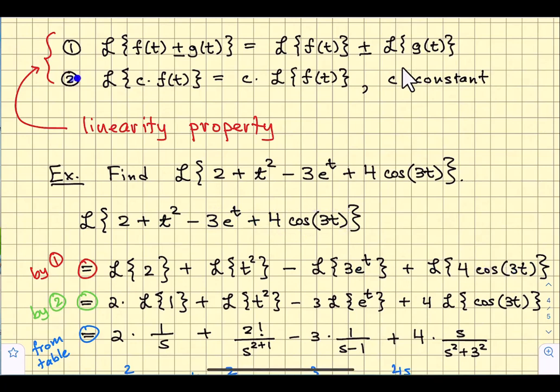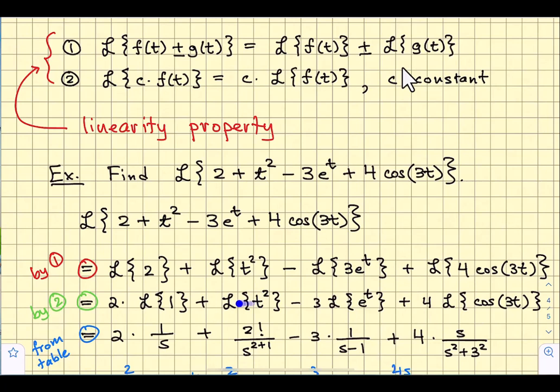And then we can use the second part of the linearity property to factor out constants. So here this is a constant. 2 is 2 times 1, so we can factor out the 2 and leave a 1. Here there was no constant, we leave it alone. We can factor out the 3, we can factor out the 4. And now look at this.